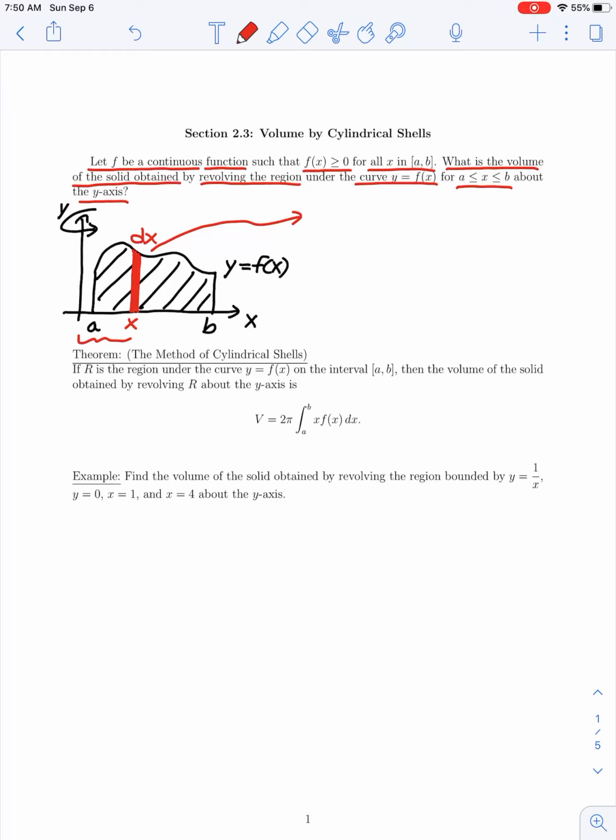So taking a little vertical slice and revolving about a vertical axis, we end up getting a cylinder shape, which is hollowed out through the middle. So the thickness of this little hollowed out cylinder, which is called a cylindrical shell, is dx.